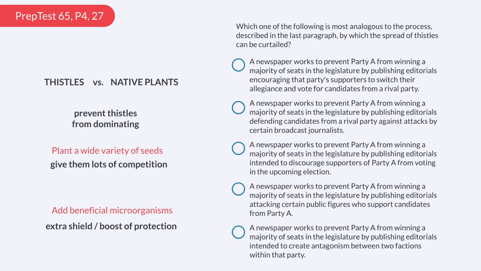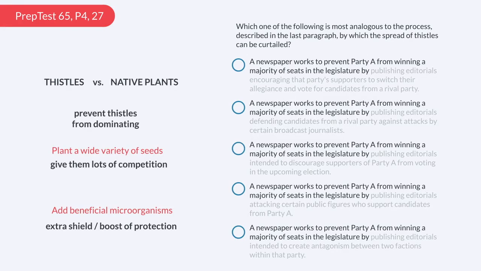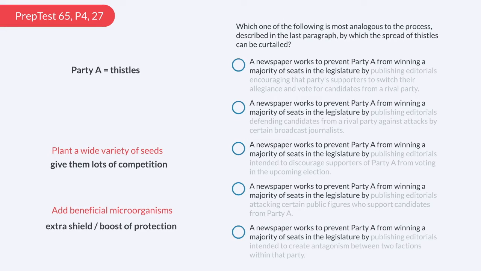When we look at these answer choices, all 5 of them start off the same way. They're all beginning with this idea of we're trying to prevent A from winning a majority. So it looks like we're trying to stop thistles from being the dominant force, the majority in this plot. Party A equals thistles. We're going to try to prevent thistles from winning a majority.